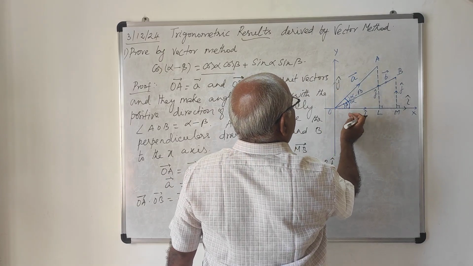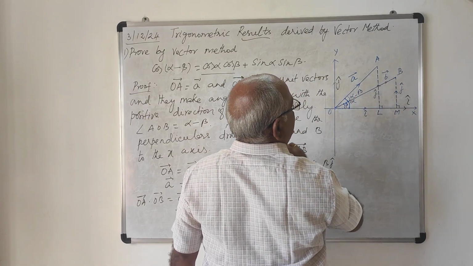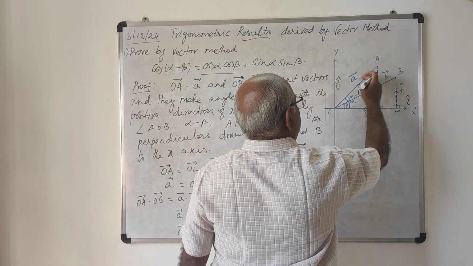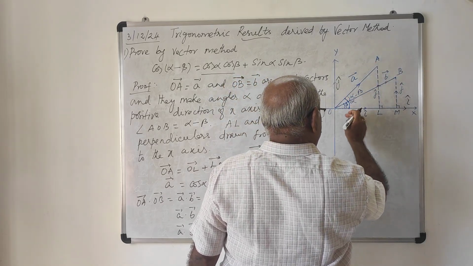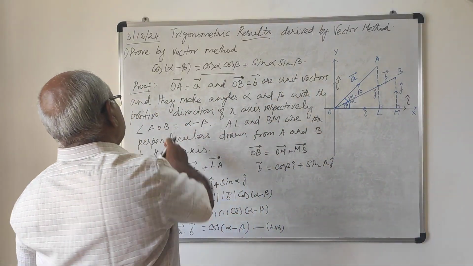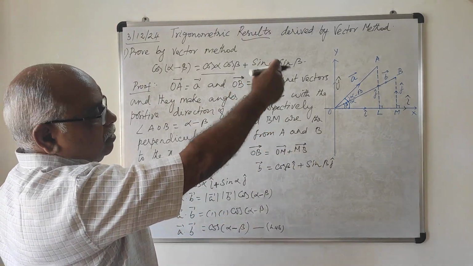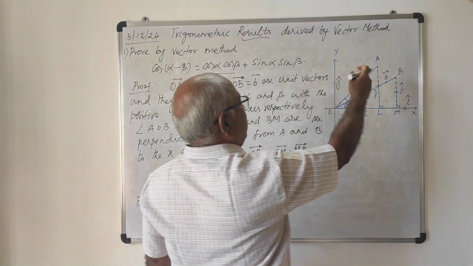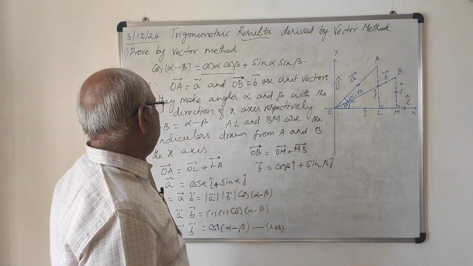OA makes angle alpha with the x-axis, and OB makes angle beta with the x-axis, and the angle between A and B, that is AOB, is alpha minus beta. AL and BM are the perpendiculars drawn from A and B to the x-axis respectively.